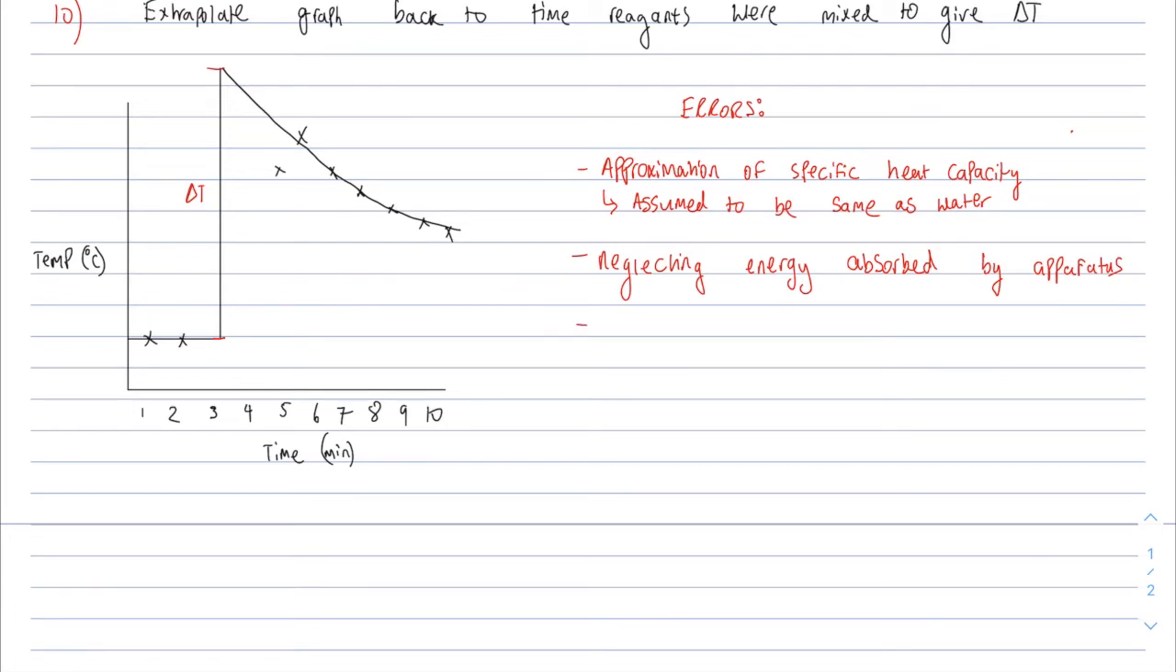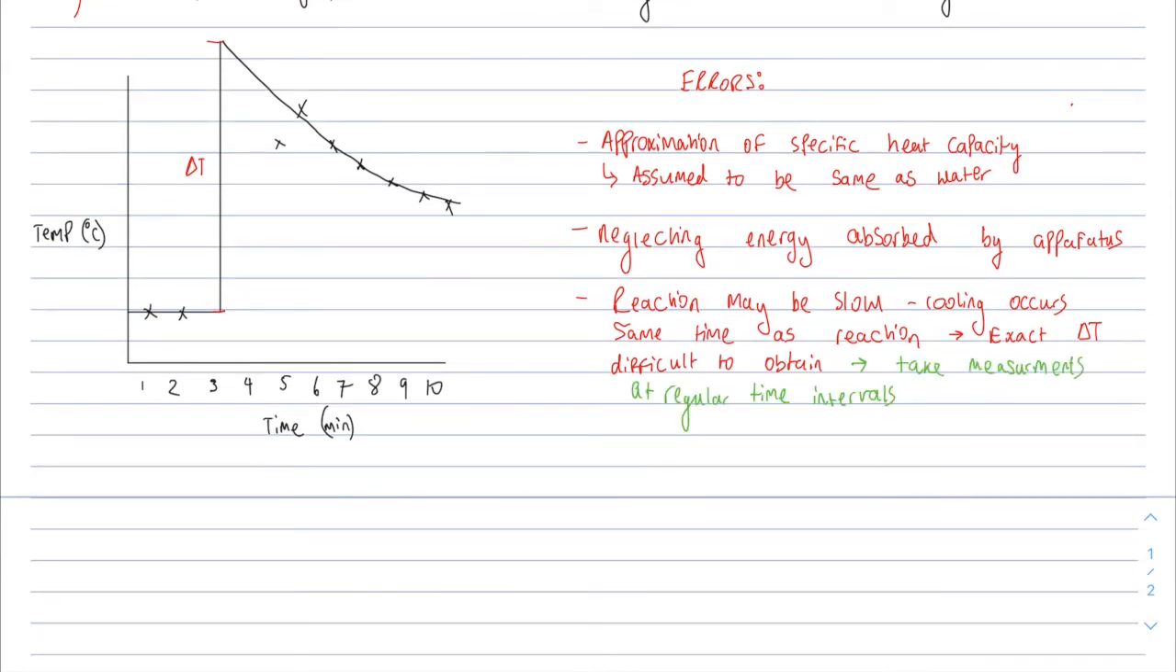The reaction may be slow, and cooling occurs at the same time as the reaction, so the exact temperature rise is hard to get accurate. What we do to counteract this is take measurements at regular time intervals. And finally, we assume that the density of the solution is the same as the density of water, which again leads to inaccuracies in our experiment.